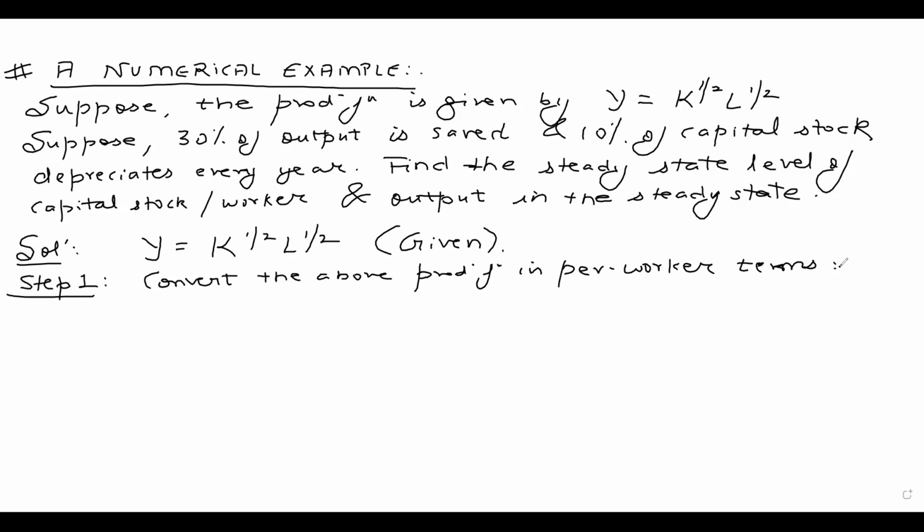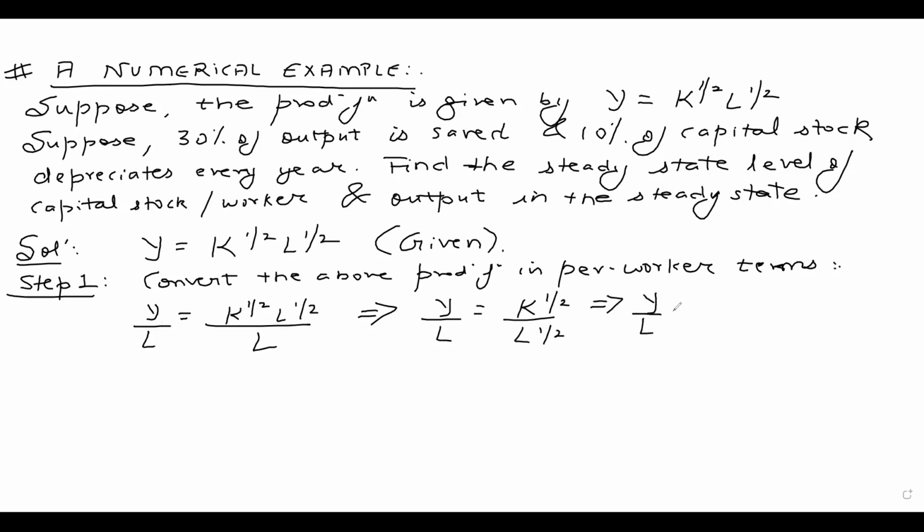How will I convert it? Divide both sides by L. Y by L is equal to k to the power half L to the power half upon L, which implies y by L is equal to k to the power half upon L to the power half, which implies y by L is equal to k by L to the power half. Now guys, what is y by L? Small y. What is k by L? Small k to the power half.